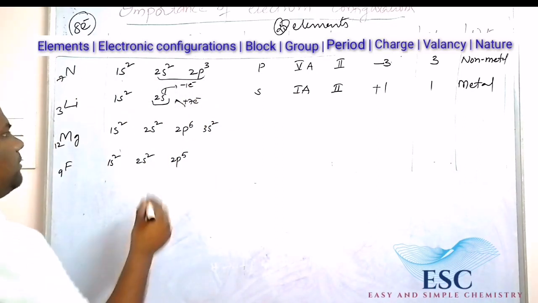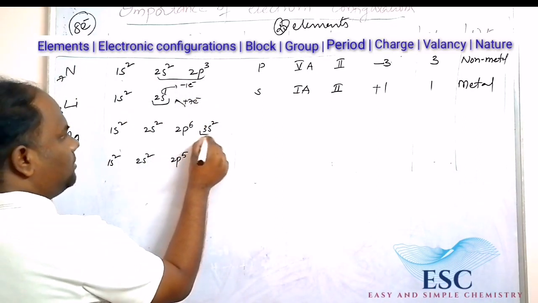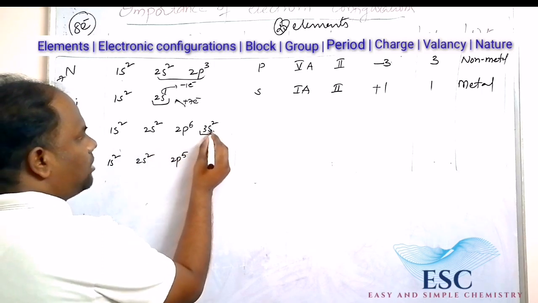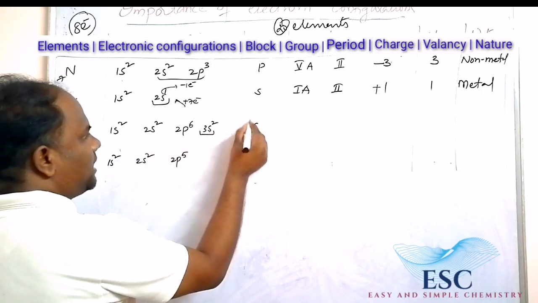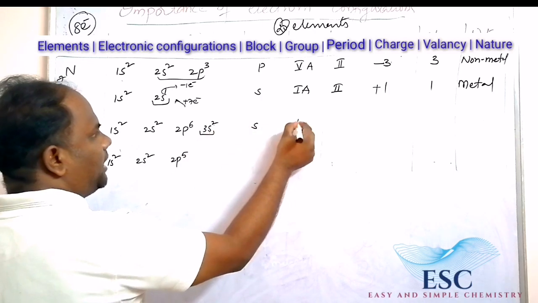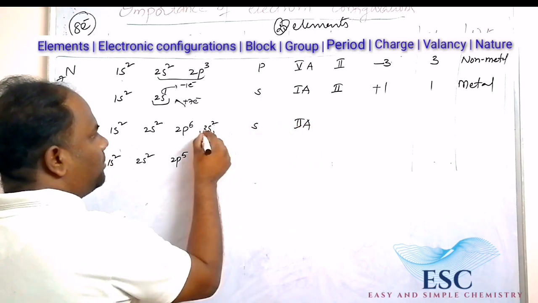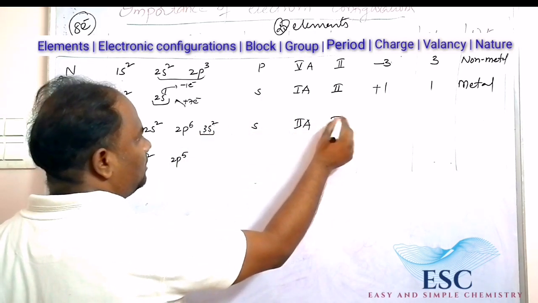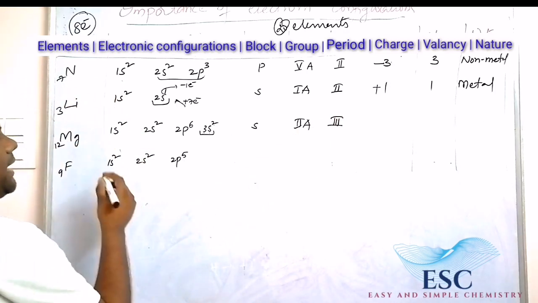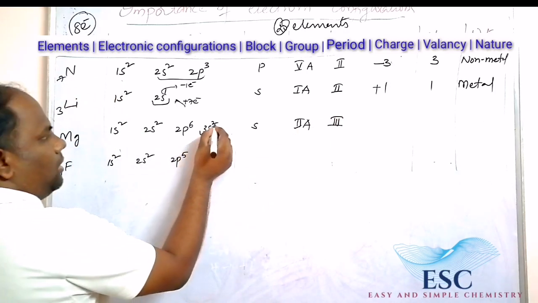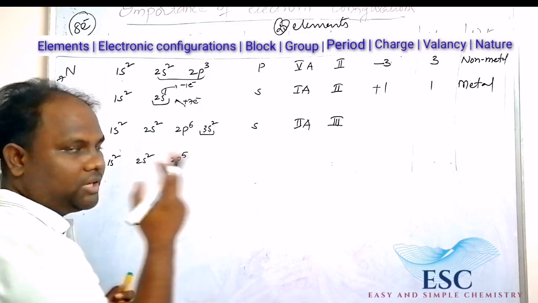Okay, another example. Magnesium. The last orbital is the 3s2 orbital. Last orbital is s, so it is an s block element. 2 electrons are here. Second A group. The number of the last orbital is 3. Third period. And the last orbital has only 2 electrons.